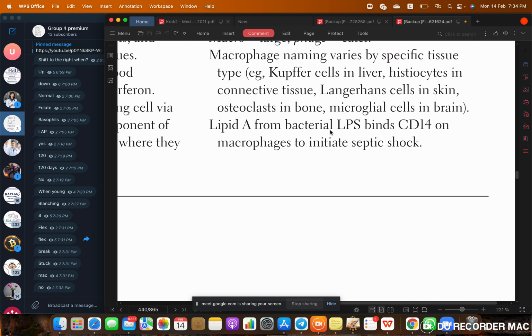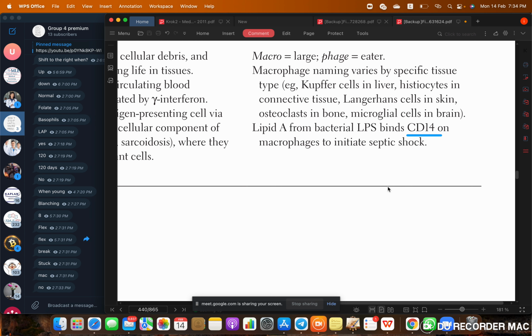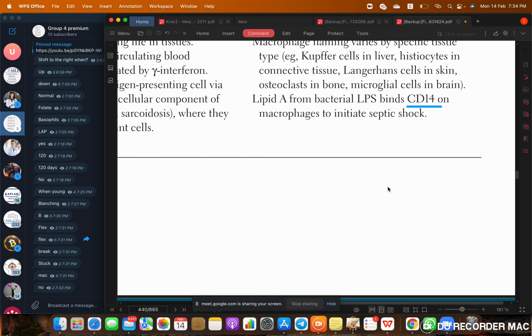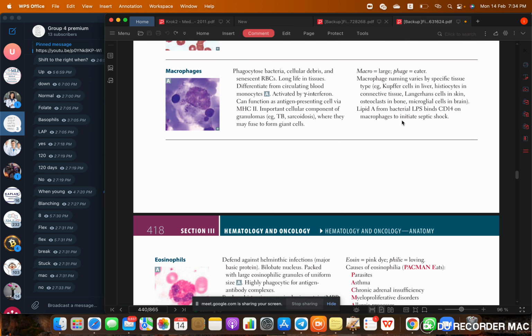Lipid A from bacterial lipopolysaccharide, remember it is only in the gram-negative bacteria, can bind to the CD14, and after it binds to the CD14, it can release a lot of cytokines which can promote septic shock. So it can promote septic shock by doing that.